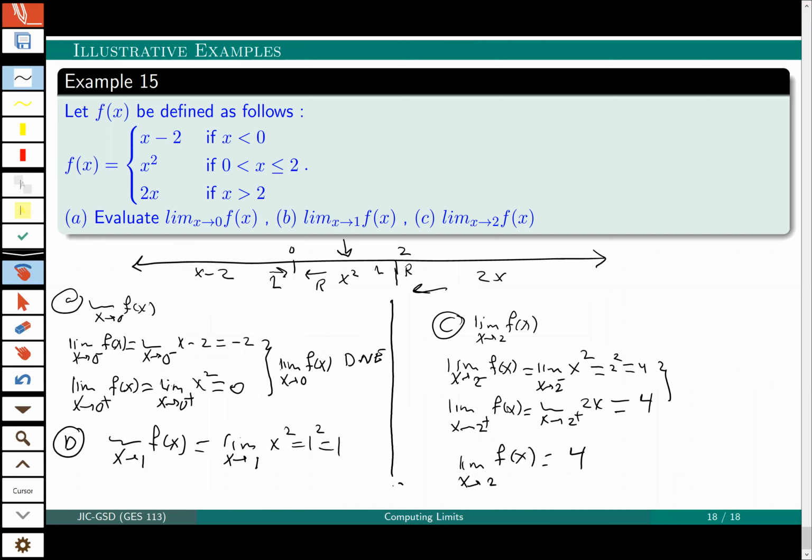This will end our section on computing limits at a constant number, and the topic of the next class will be limits at infinity. Thank you for listening.